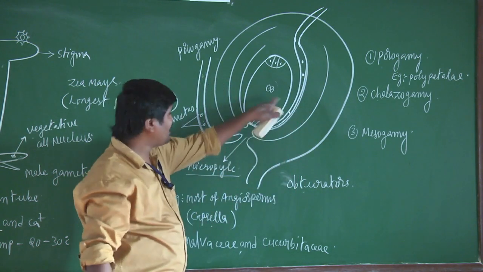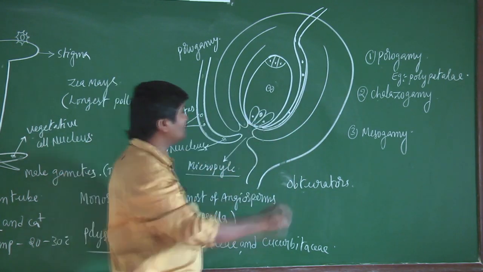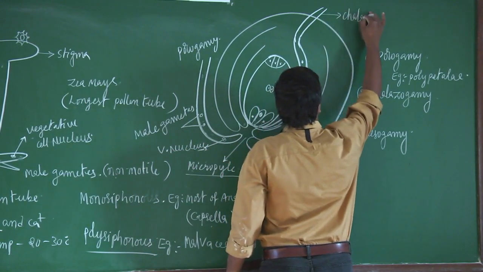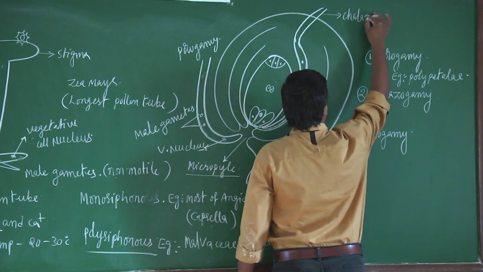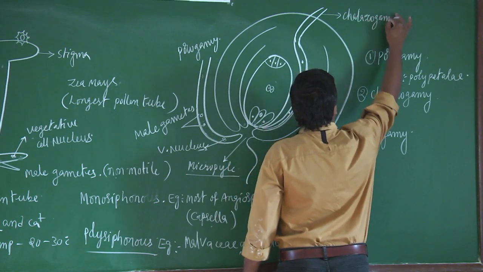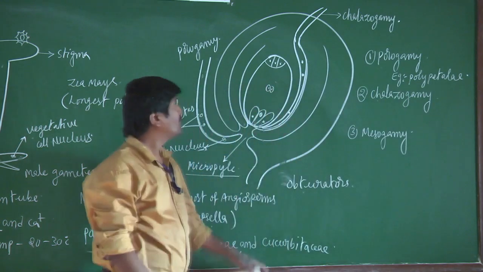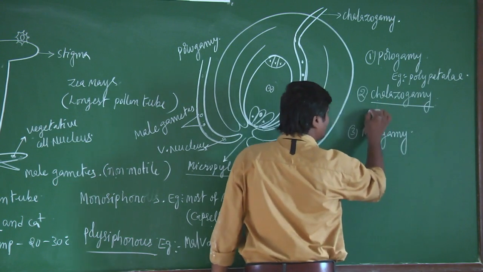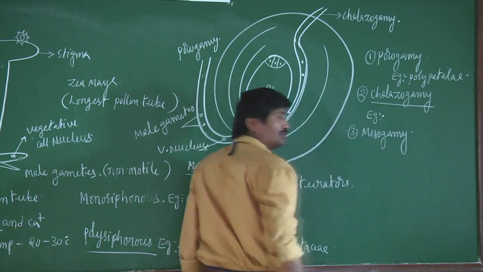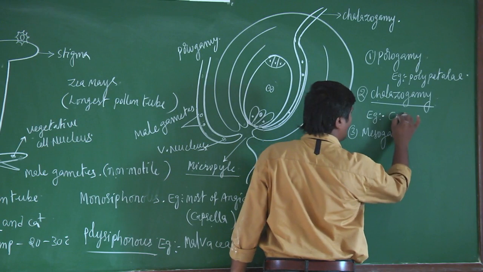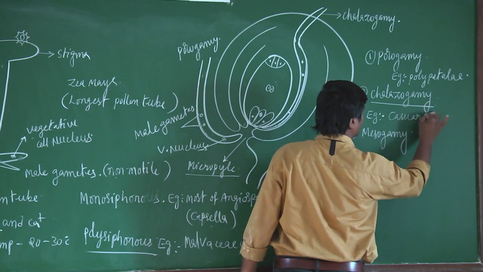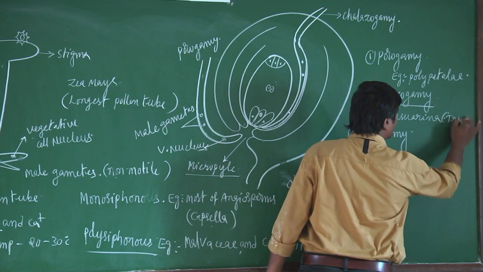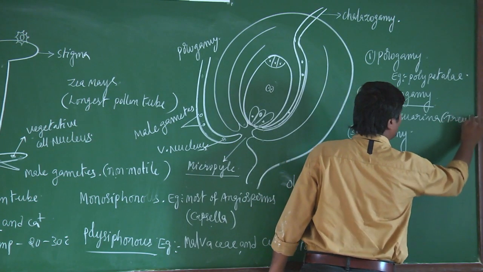The pollen tube enters into the ovule through the chalaza. That is known as chalazogamy. It is found in Casuarina. This chalazogamy was first reported by fruit scientists.